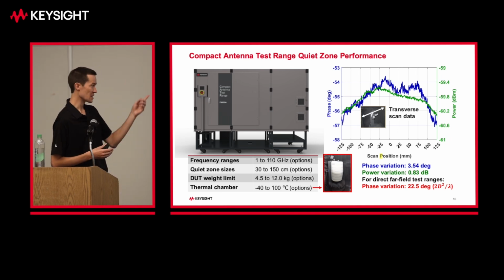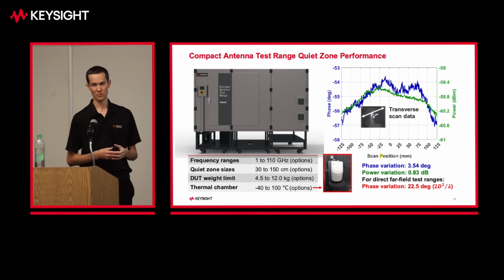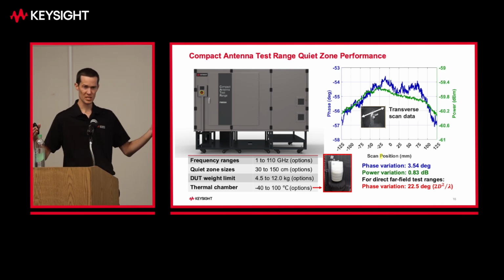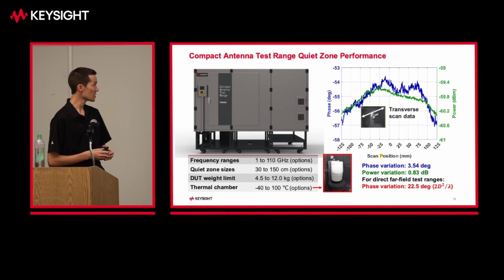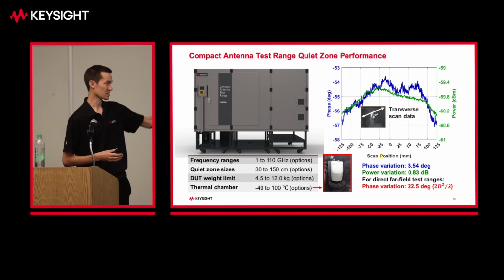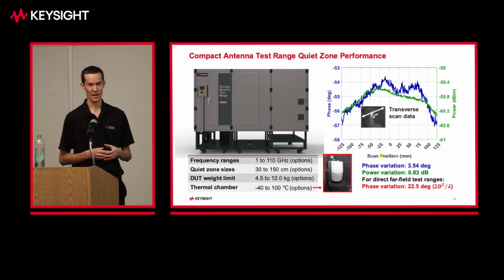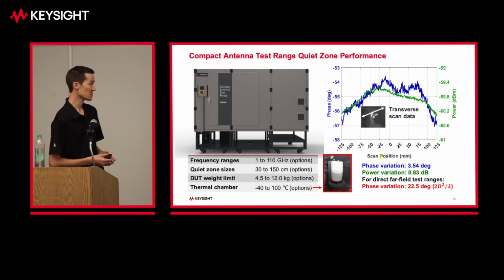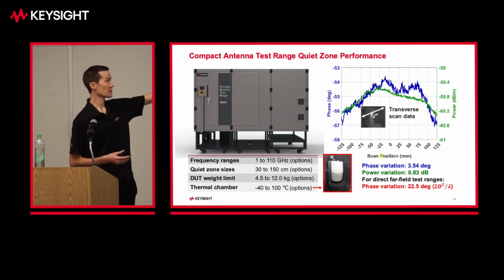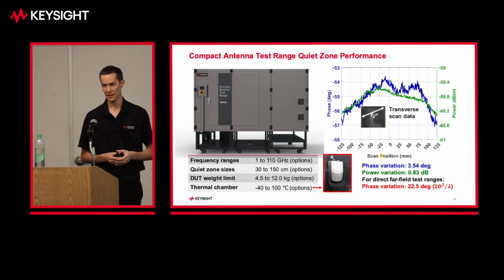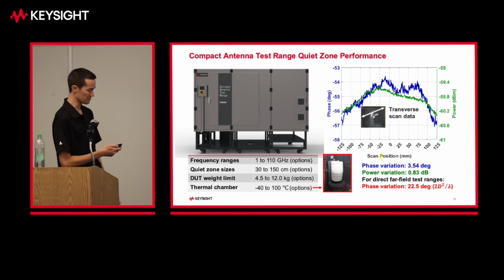So I believe this chamber has a reflector focal length of about 1 meter, and the chamber length is maybe 2 to 3 meters. And that's significantly less than 2D squared over lambda if you have a large array. So we have a lot of advantage from the lower path loss in this system, as well as the really low variation in the gain and phase across the quiet zone dimension.